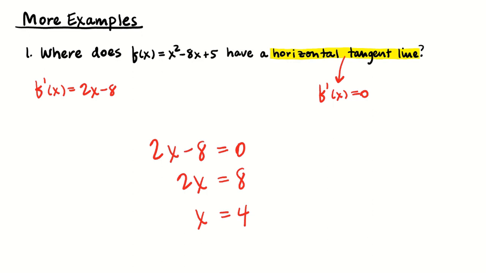If you needed the equation of the tangent line itself, you'd need the y-coordinate, right? Because a horizontal line is just y equals some number. In this case, it looks like it would be 16 minus 32 is negative 16, plus 5 is negative 11, so y equals negative 11. Say the xy coordinate would be 4 and negative 11, whatever you want.